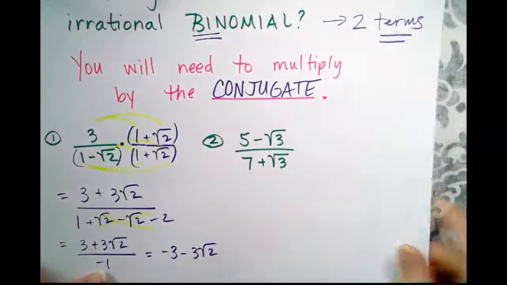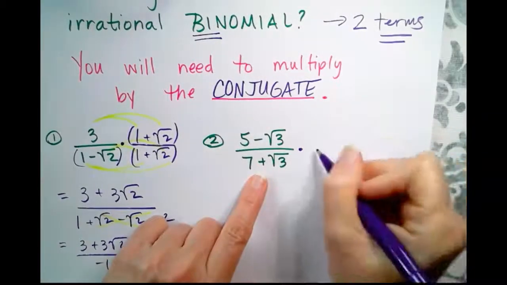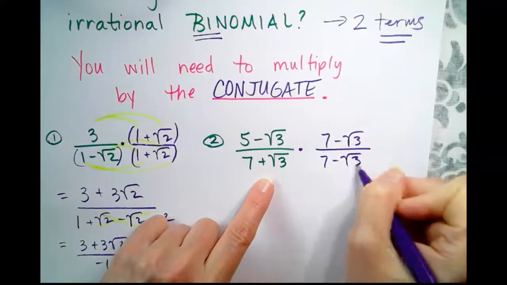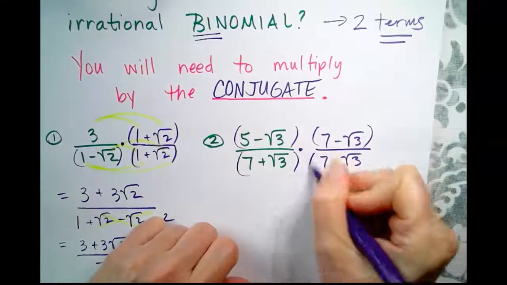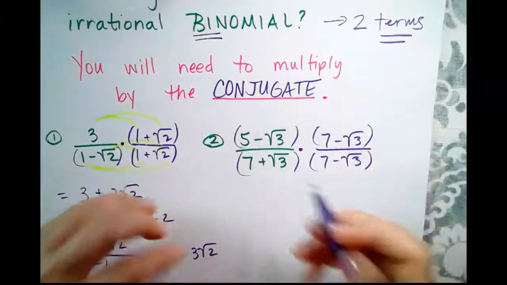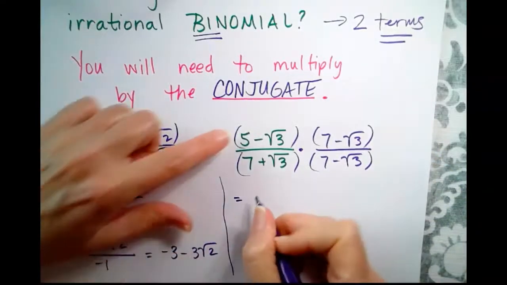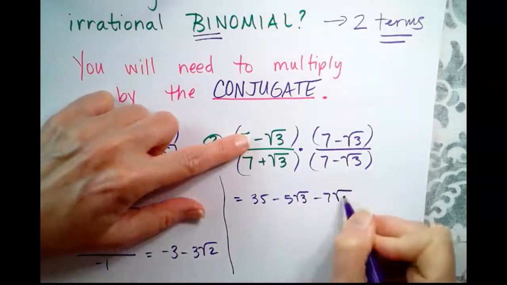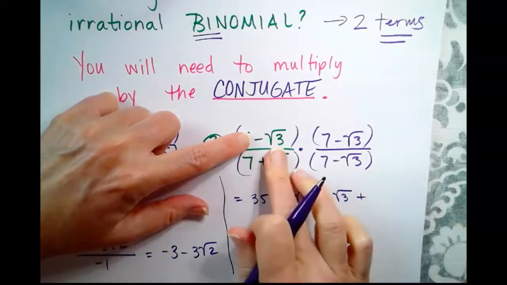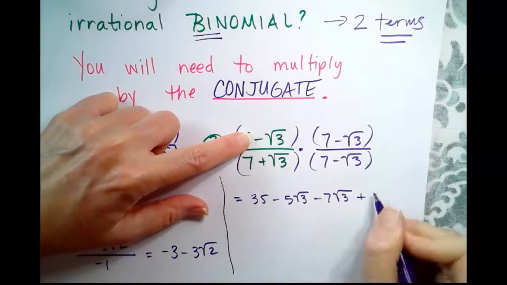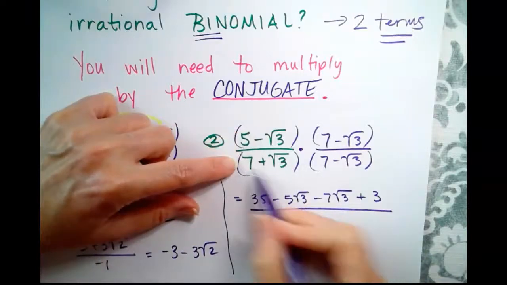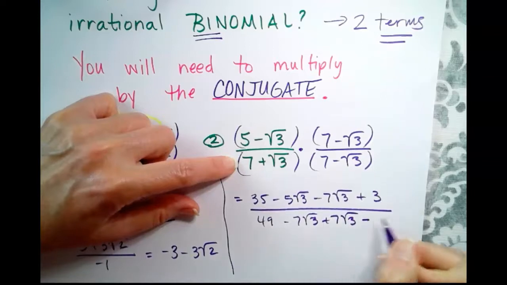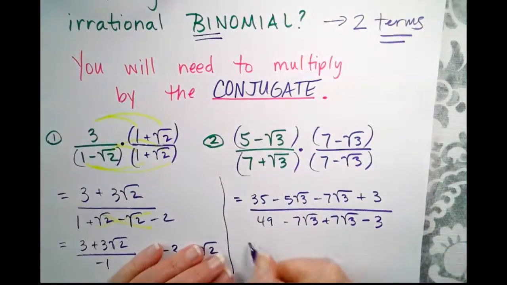Okay, very quickly, I'm going to power through this second one. The conjugate of the denominator is 7 minus root 3. 7 minus root 3. So we've got to do a double distribution on the top and on the bottom. Here goes. 5 times 7 is 35, minus 5 root 3, minus 7 root 3, plus negative root 3 times negative root 3 is positive 3. To the bottom, 49 minus 7 root 3 plus 7 root 3 minus 3. Let's combine the like terms.